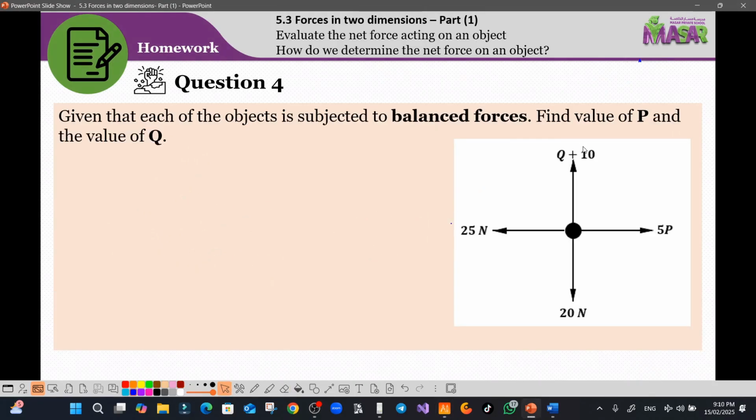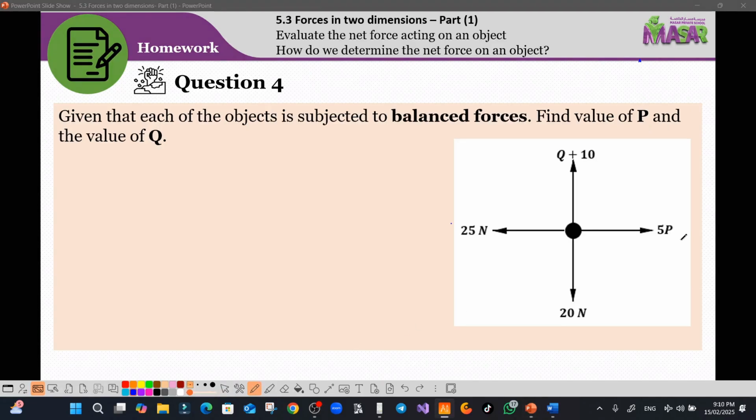Now, in this question, again, we have balance forces, but this time we need to find the value of P and Q. So as we can notice here, we have two horizontal forces, two vertical forces. Let's start by evaluating the horizontal forces. Now, let's ask a question here. What will be the value of P in order to make the forces balance horizontally? Horizontally means left equal right.